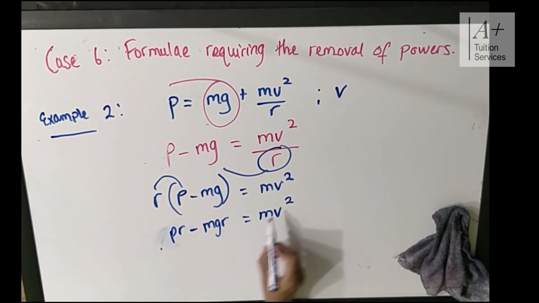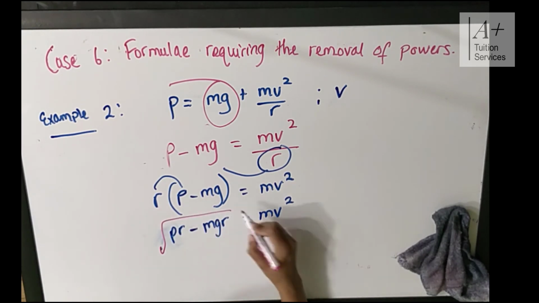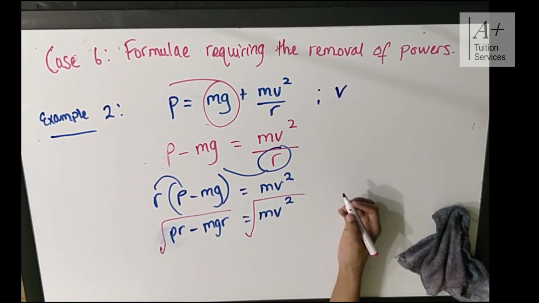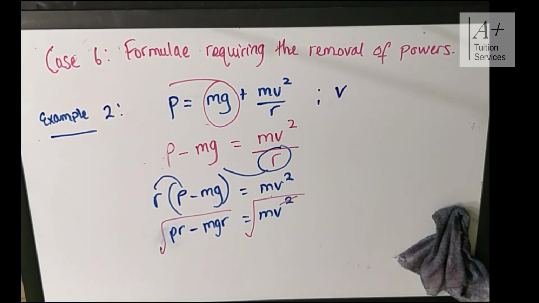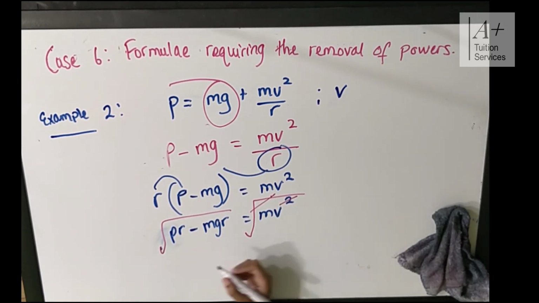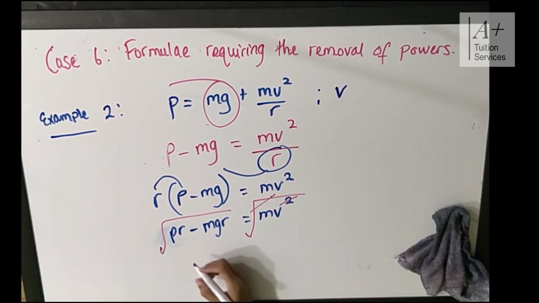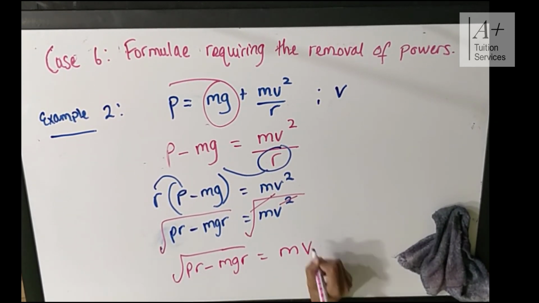And to get rid of this squared, we have to square root PR minus mgR. And then we have to square root mv squared. So the square root will take out this square from mv squared. So we'll end up with mv. And we'll end up now with the square root of PR minus mgR is equal to mv. Okay, so let's rewrite it now. The square root of PR minus mgR is equal to mv.